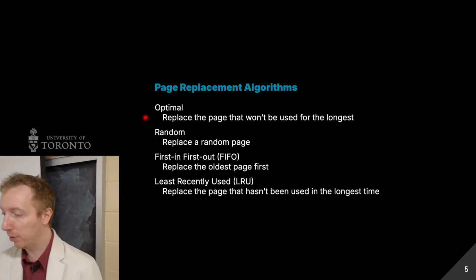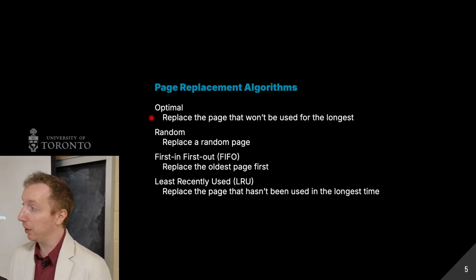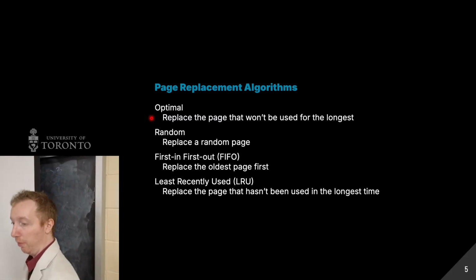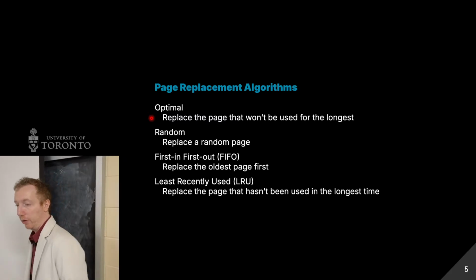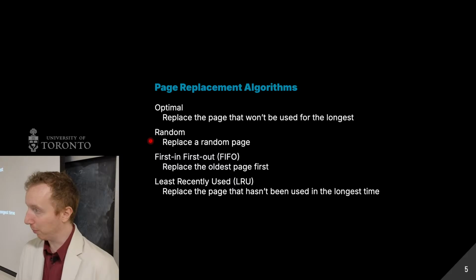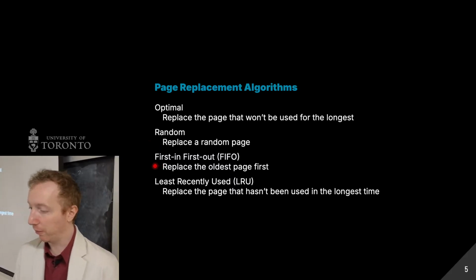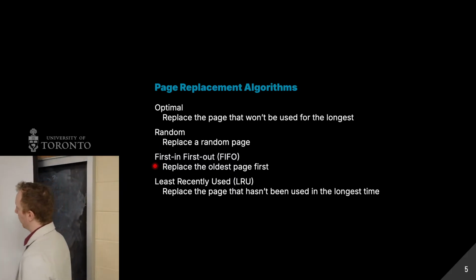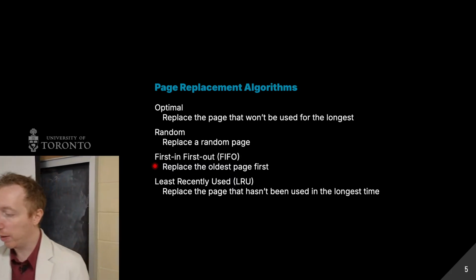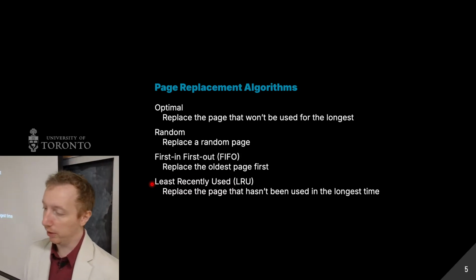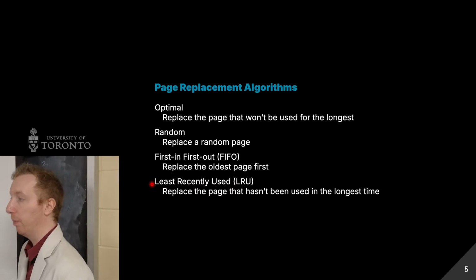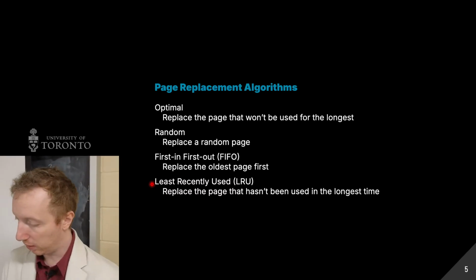There's the optimal, which is replace the page that won't be used in the longest. Again, like with scheduling, we look into the future, see the page that's not going to be used in the longest, and replace that page. We could do random, so replace a random page. We could do our friend, first in, first out: pick the oldest page first that we brought into memory and throw that one back to disk. Or we could use least recently used, so replace the page that hasn't been used in the longest time. That's using the past to predict the future.